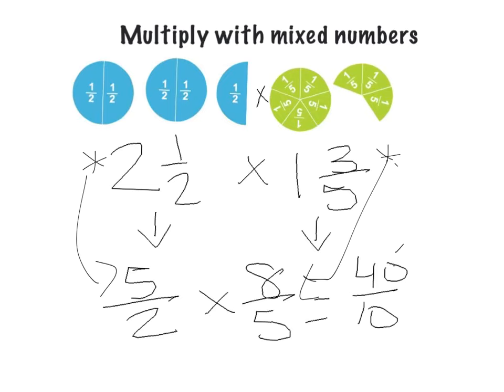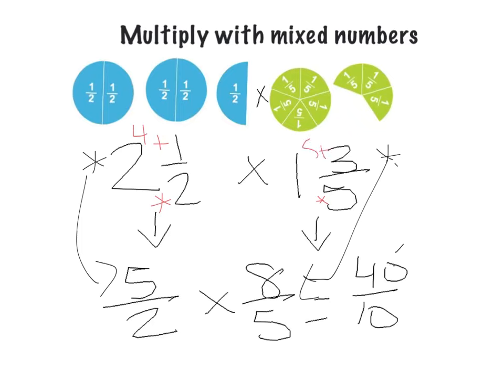To change a mixed number into an improper fraction, you take the denominator and you multiply it by the whole number. So 2 times 2 is 4, and then you're going to add the numerator. So 4 plus 1 is 5, and the denominator stays the same. That's how I got 5 halves. And do the same thing over here. 5 times 1 is 5, plus 3 equals 8/5.